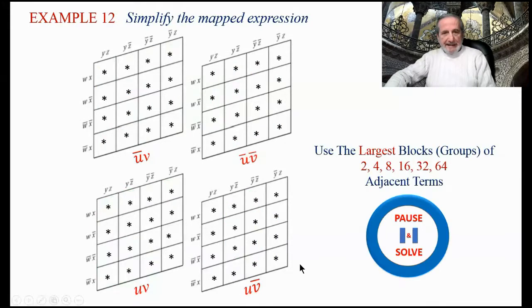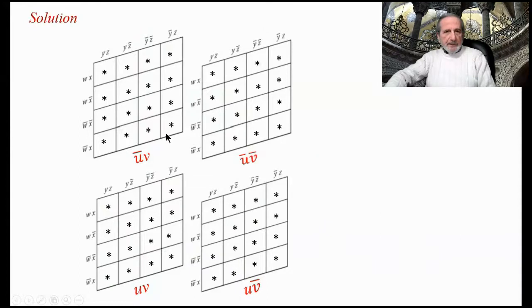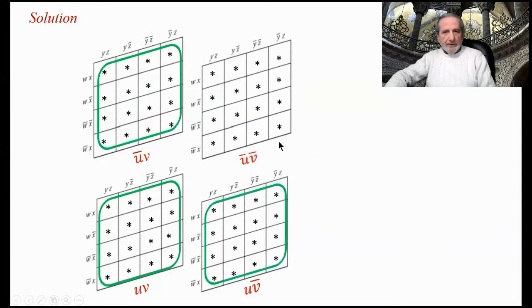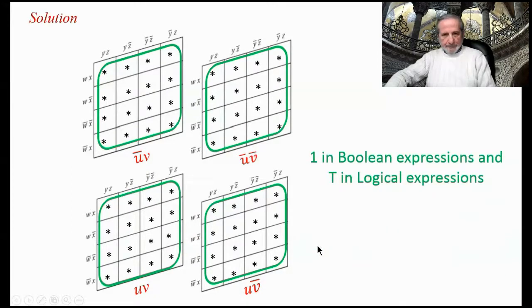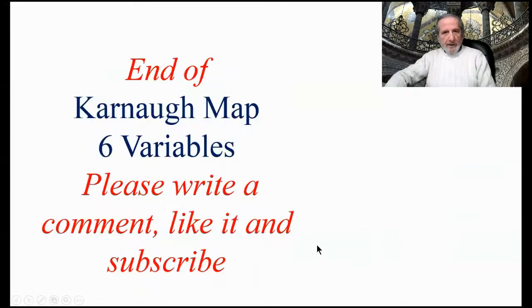This one is easy. Here you have to take all of these together, 64 terms. And if you are working with Boolean algebra, you get a 1. If you are working with logical expressions, you get a T for true. And that's the end of Karnaugh Map 6 variables.